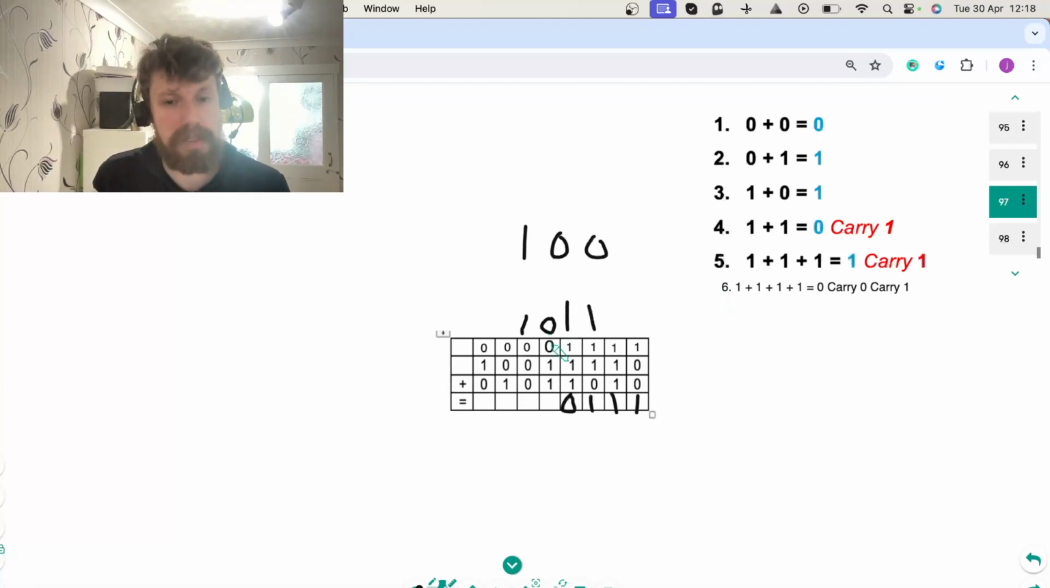So 0 plus 0 plus 1 plus 1. So that's just going to be rule 4. So that's going to be 0, carry the 1. 1 plus 1, 0, carry the 1. 1 plus 1 is 0, carry the 1. 1 plus 1 is 0, carry the 1. A little overflow error there.